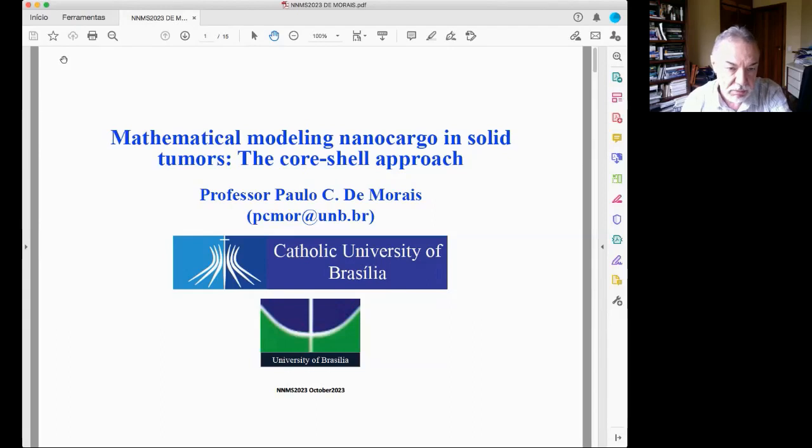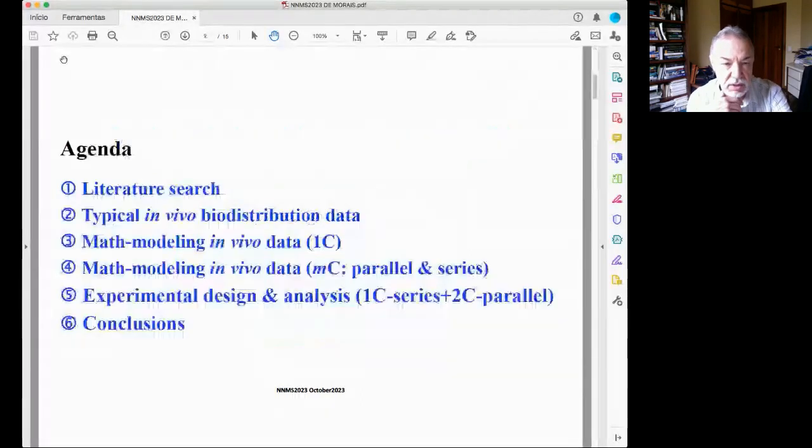About modeling nanocargo in solid tumors, the core shell approach. So here is my agenda for this talk. I'd like to cover all the topics today.